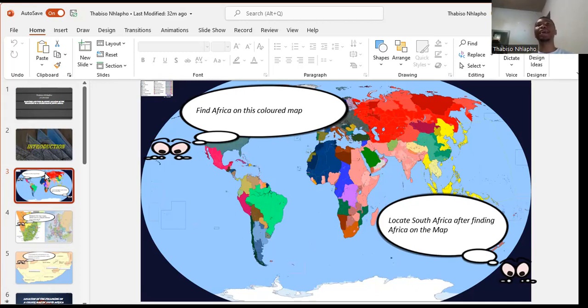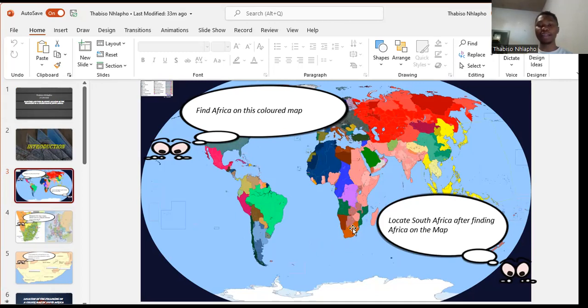Okay, can anybody now locate South Africa, since we are able to locate Africa in this map? Can somebody help us locate South Africa on the map? Yes, Tulani. No, Tulani, that's not where South Africa is. That is actually where Italy is. So can somebody help Tulani find South Africa on the map? Yes, Tabiso is correct. South Africa is on the light brown color, right on the underneath.